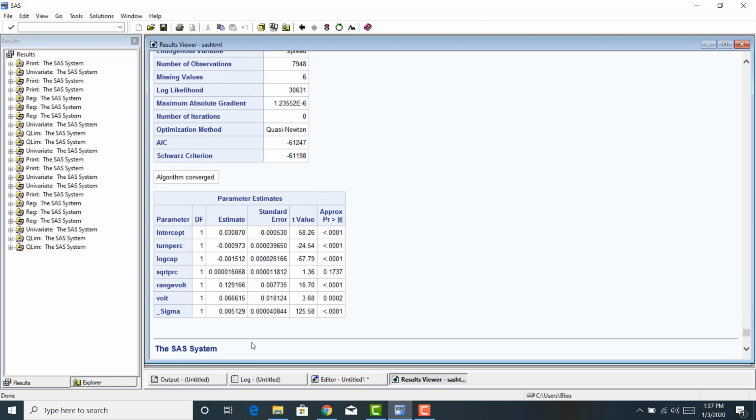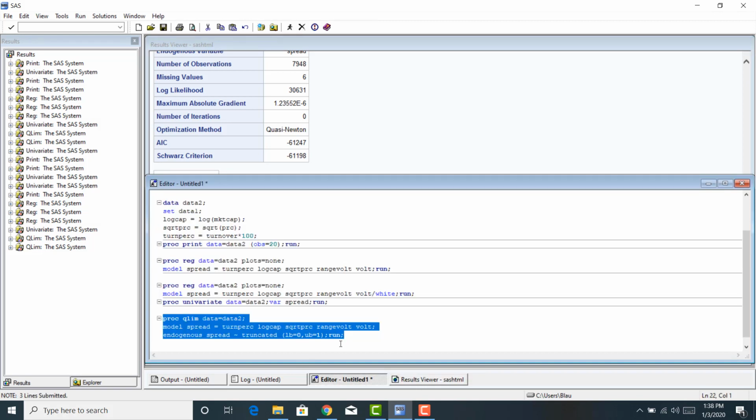Notice that when I account for the truncation of the upper bound, the coefficient on square root of price goes positive again. In fact, this looks a lot like our main OLS results. Okay, so you can account for truncation. You can account for censoring using the proc qlim functions.